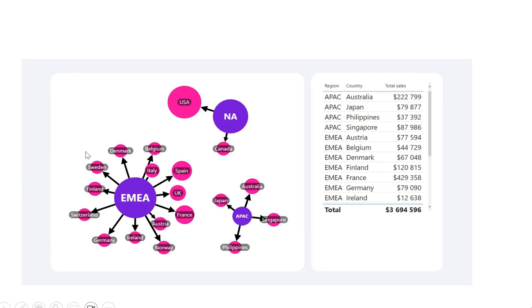And this is how a network chart in report view works. Different countries with different sales are connected like this.